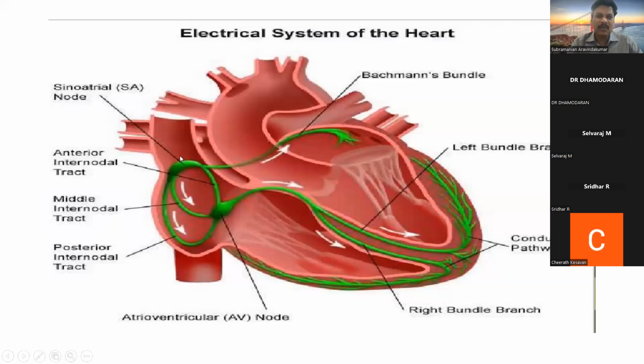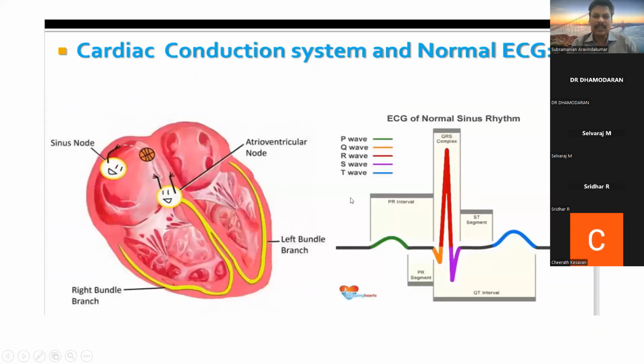See here, in the SA node, impulse activity happens and it innervates the atrium, both right and left atrium, and reaches the AV node. From there, it has to go to the bundle of His, right bundle, left bundle, and into the Purkinje fibers for quick transmission. So this is the ECG correlation of this.